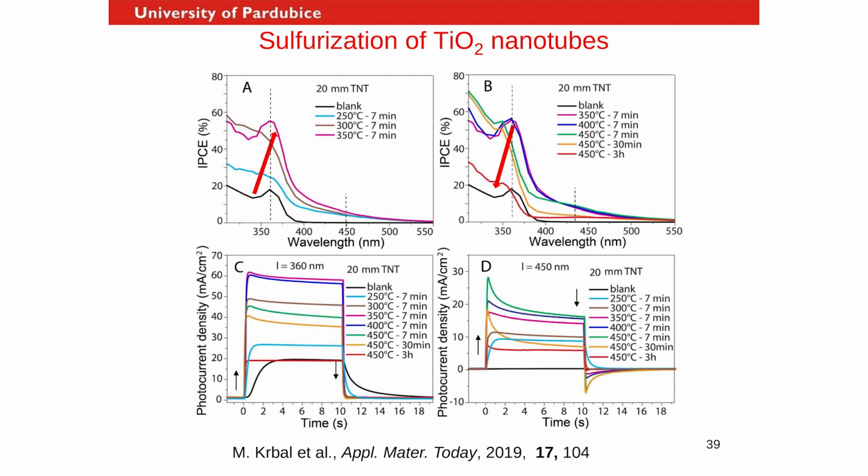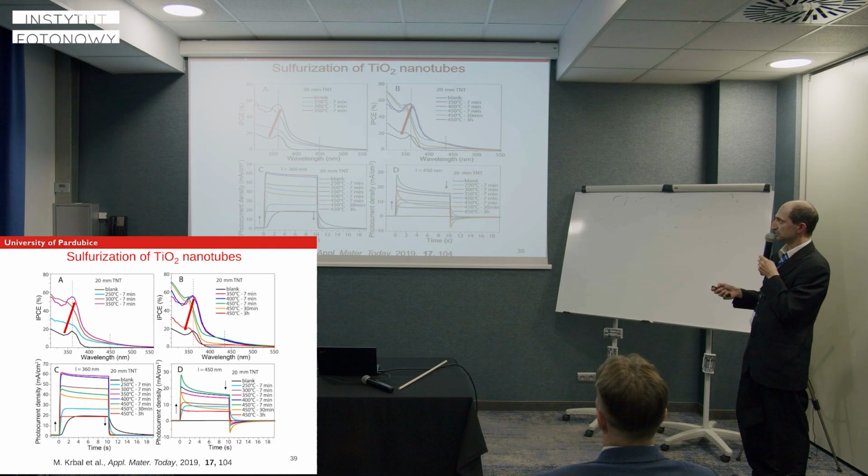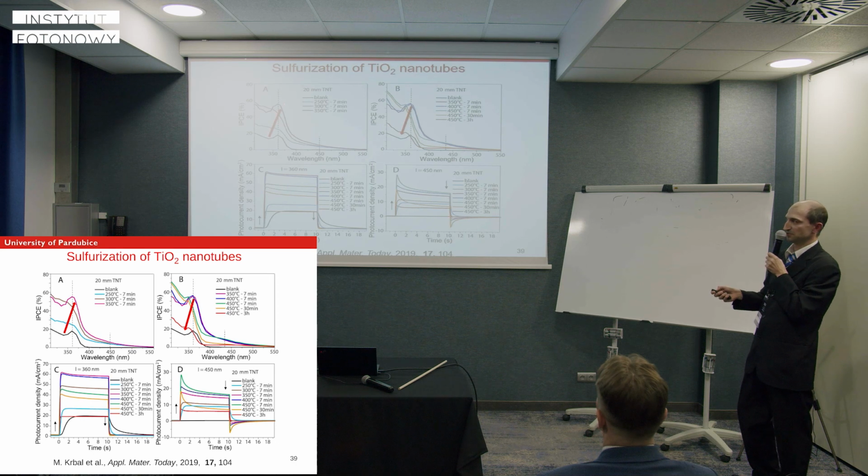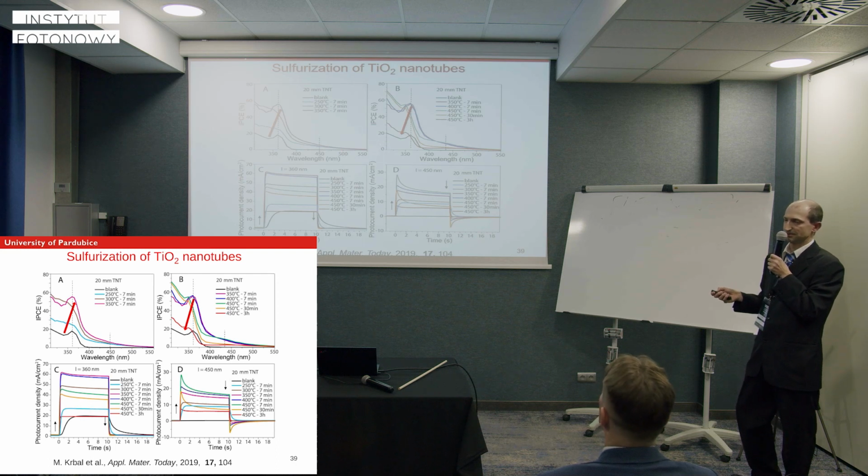And here is the photoresponse of the tubes sulfurized at 250, 300, and 350. Here you can see that photoresponse increases. But after that, if we sulfurize it at 400, 450, and a different time, again it decreases. Okay.